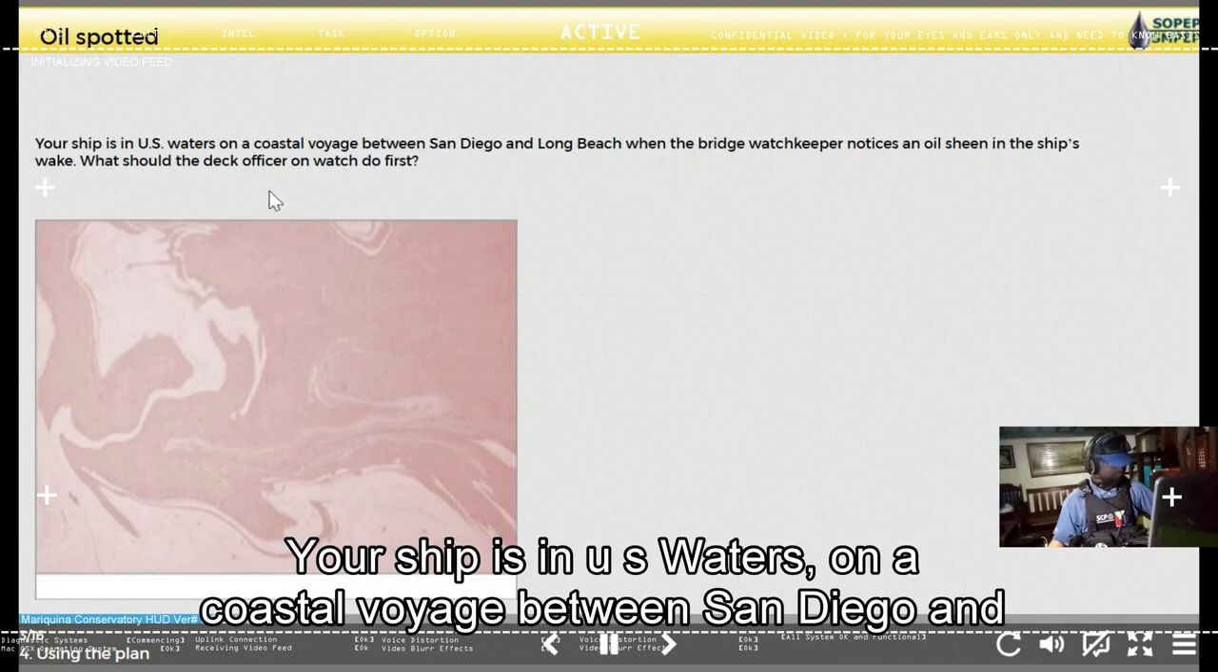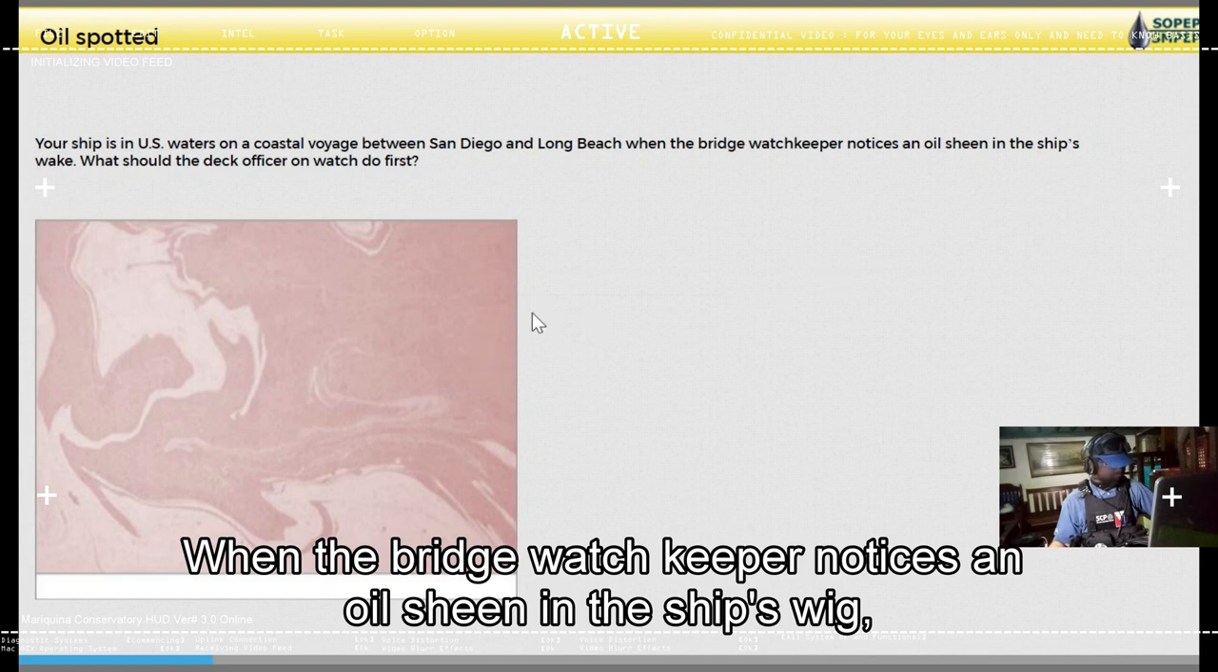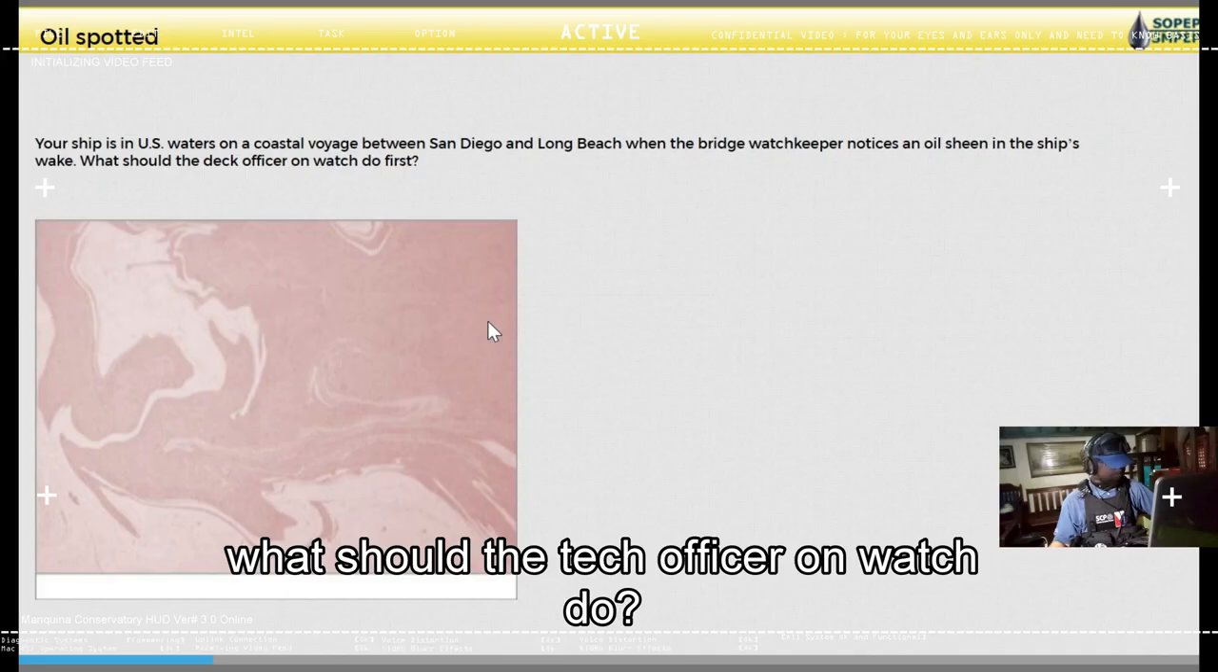Your ship is in US waters on a coastal voyage between San Diego and Long Beach when the bridge watchkeeper notices an oil sheen in the ship's wake. What should the deck officer on watch do first?